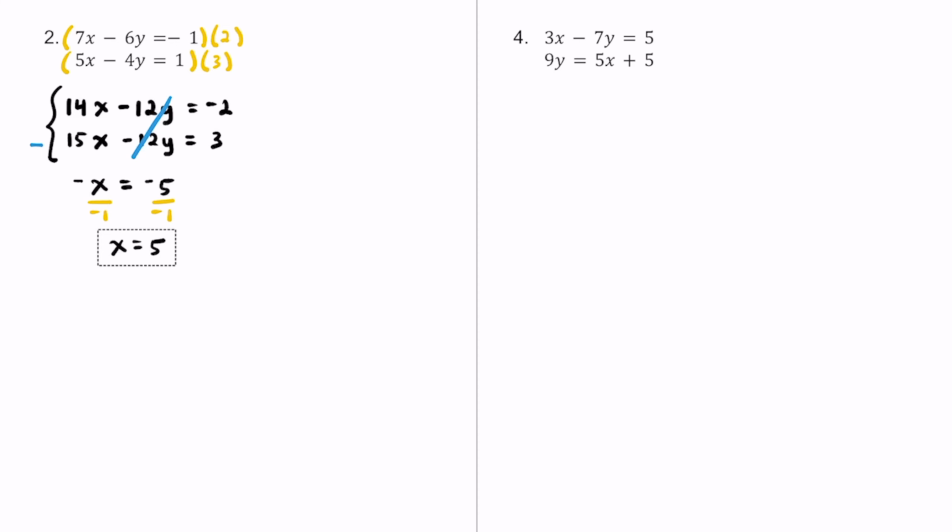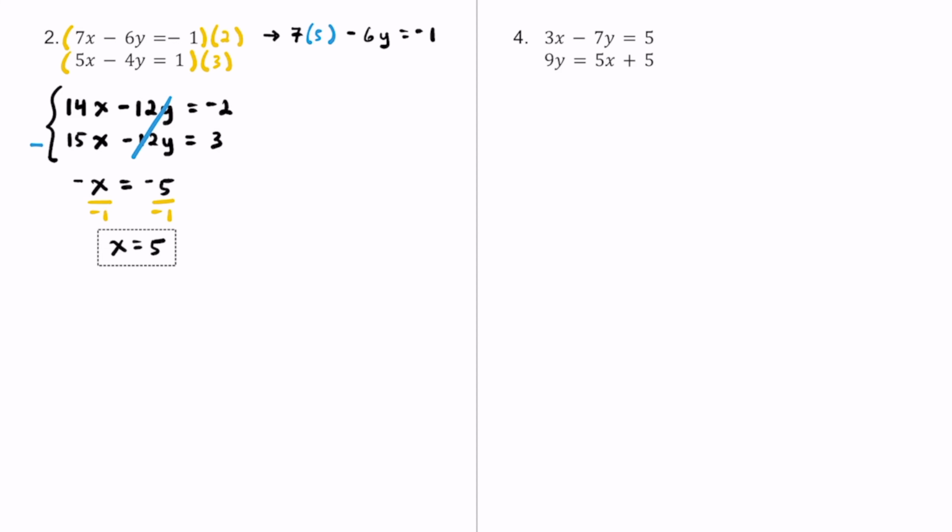Okay, so now that we know what x is equal to, let's go ahead and either substitute it into the bottom equation or the top equation to solve for y. Totally your choice. I'm going to go ahead and substitute it into the top equation this time, just to kind of mix it up here. But we know x is 5, so this is going to be 7 multiplied by 5. Go ahead and substitute that 5 in here. And then we have minus 6y, and that's going to equal negative 1.